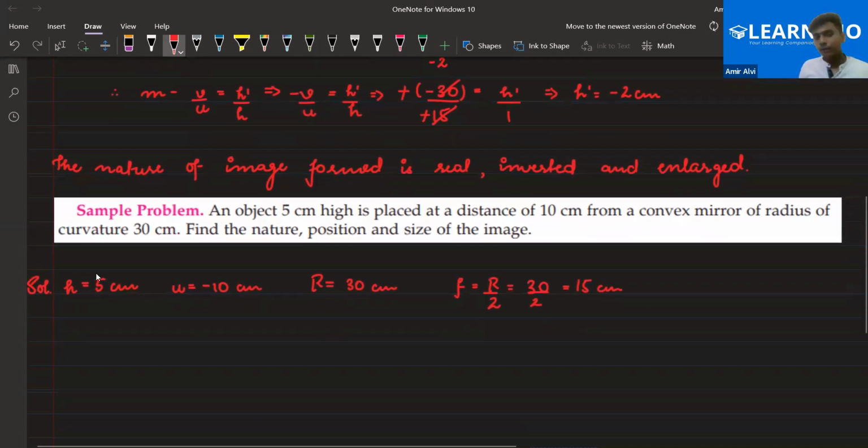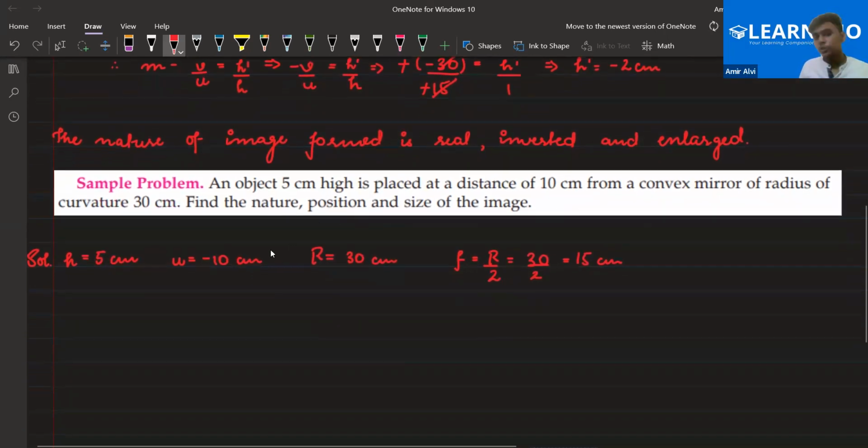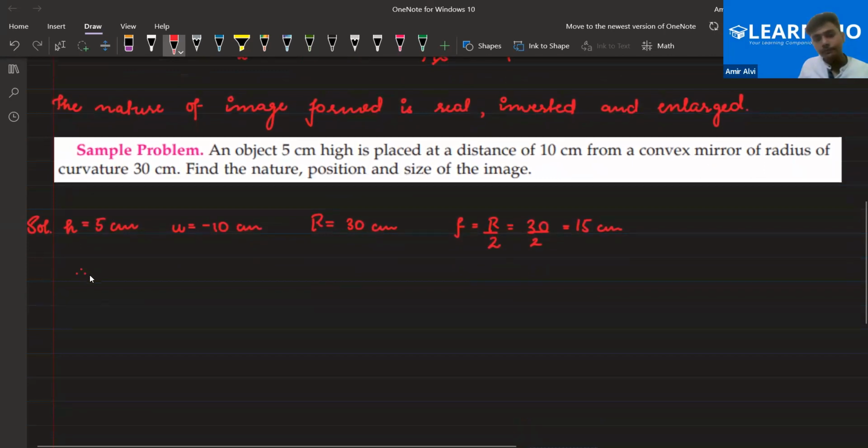Okay. Now we have height, object distance, and focal length. We have to find the position first. So implement the mirror formula, that is 1 by v plus 1 by u equals 1 by f. So substitute the values, 1 by 15.